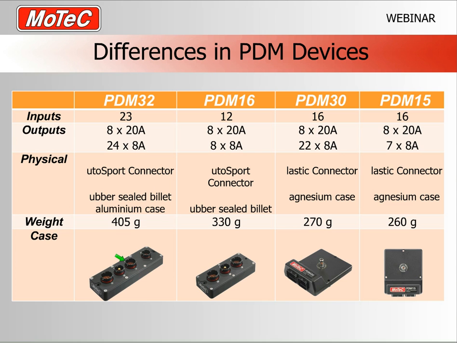Okay, so we have effectively two case sizes. One is larger than the other. The PDM32 has 8 20 amp outputs and 24 8 amp outputs, and the 16 has the same number of high current outputs and fewer low current outputs. You can also see that the PDM32 has 23 switch inputs and the PDM16 has 12. So clearly they're designed for a greater or smaller sort of sophistication depending on the application.